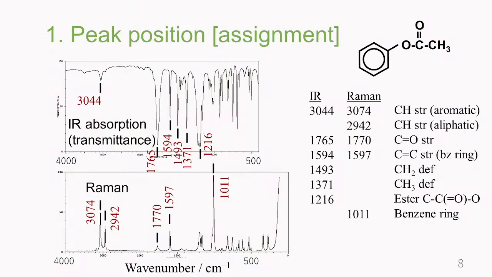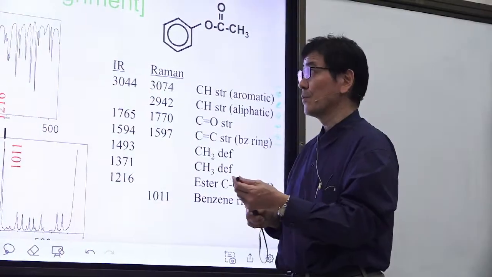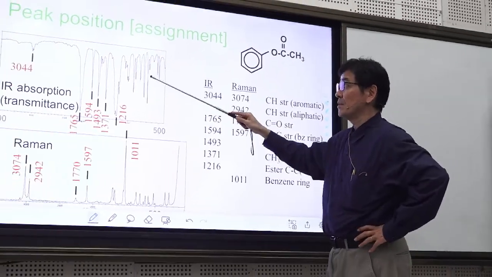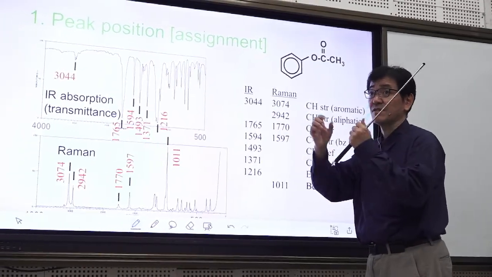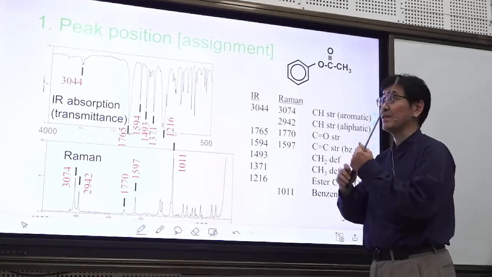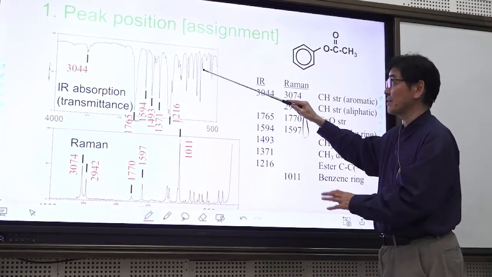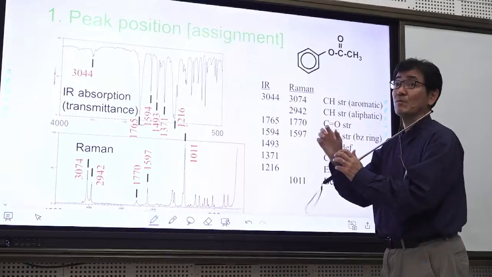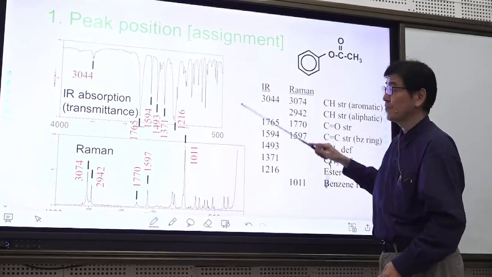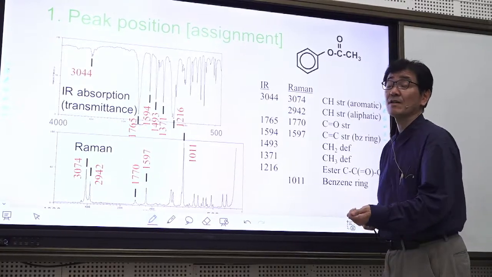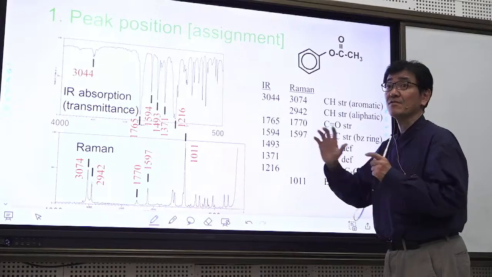So it depends on the vibration mode. If the molecular vibration changes the permanent dipole moment largely, then it should give a large absorption, and vice versa. If that does not affect the dipole moment, the intensity should be small. And the intensity of the Raman band depends on the polarizability. So the origin is quite different.